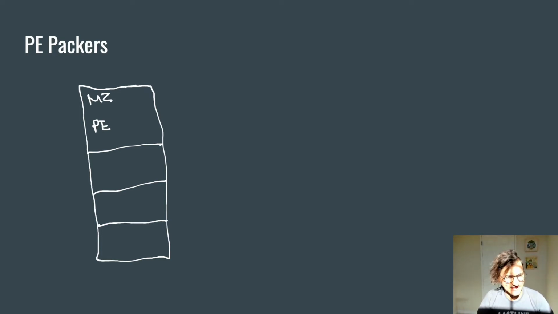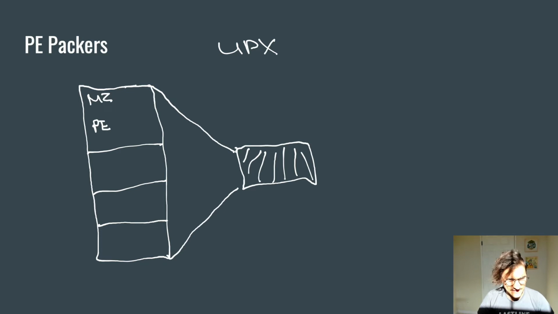I'll take UPX, which is publicly available, a compression packer, right? And what it would do, it would take my original file and compress it to make it much smaller. And then it would actually add a different MZPE header, and it would add decompression code. So what this decompression code would do, when it runs, so the entry point would actually be pointing here, right? So when it runs, it actually accesses that packed code, unpacks it back into the RAM.